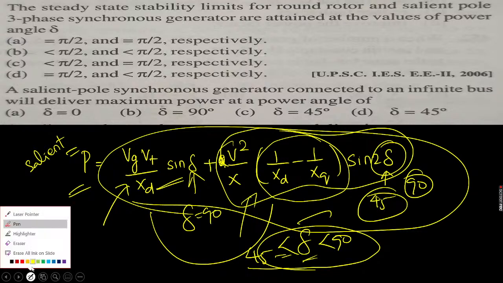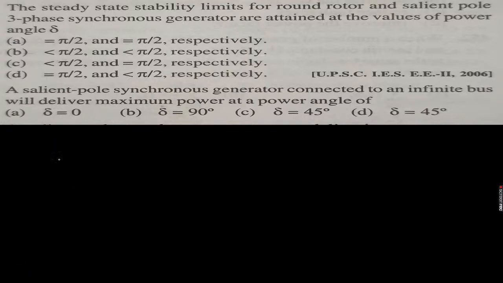Now read the options and tell me the answer. The correct answer is option D. The salient pole machine will deliver the power; power will become maximum for a round rotor at 90 degrees. For saliency, it should be less than 90. Okay, sir, now read the next question and tell me the answer.